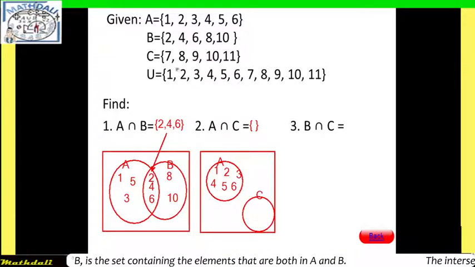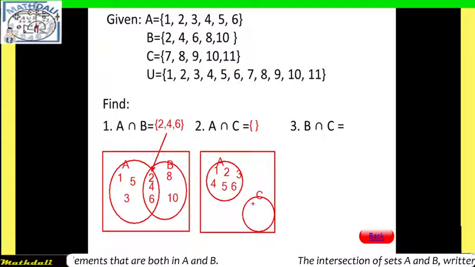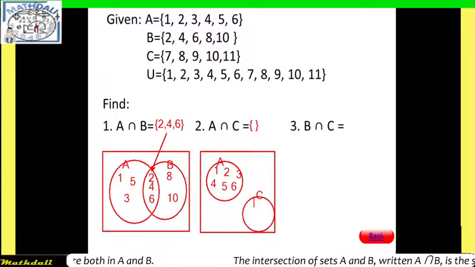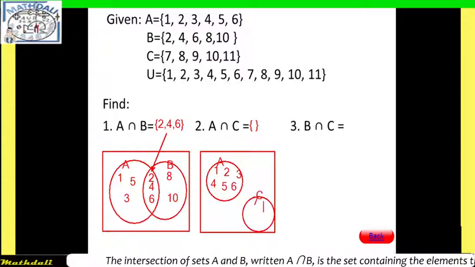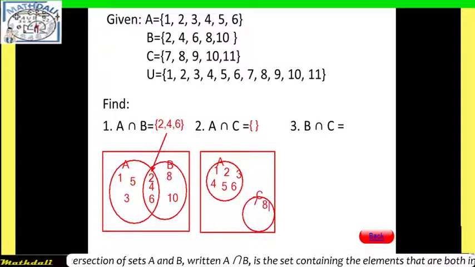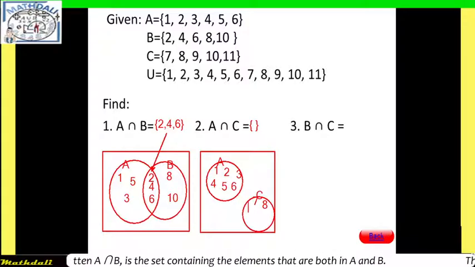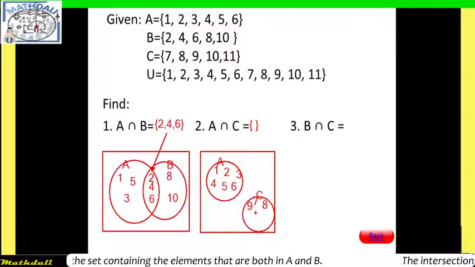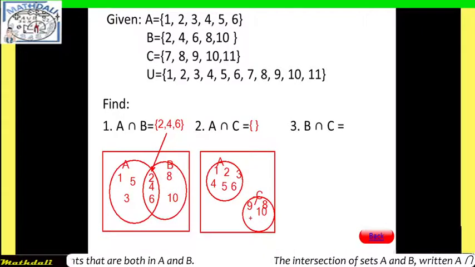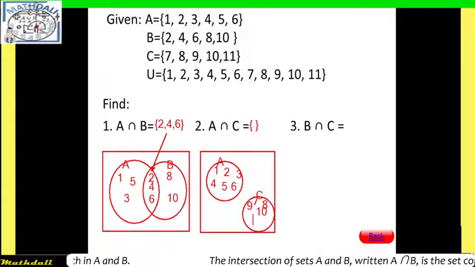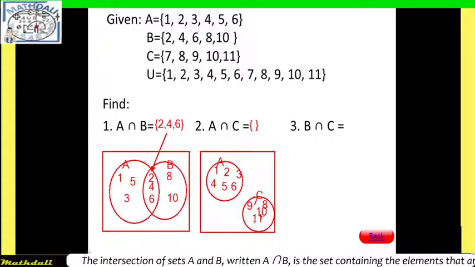Then we also have set C. Ano na naman yung element ni set C? We have 7. We also have 8. We also have 9. We also have 10. Then we also have 11. So, yan yung element ni set A at saka ni set C.